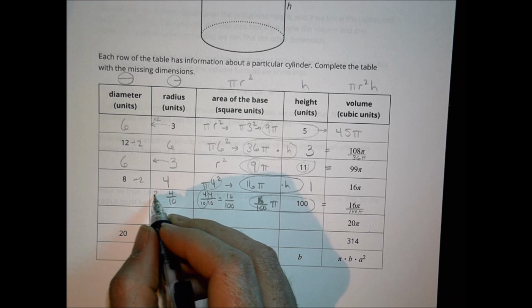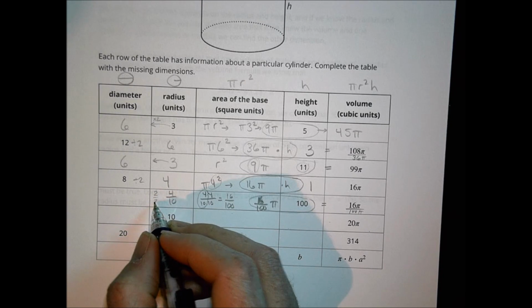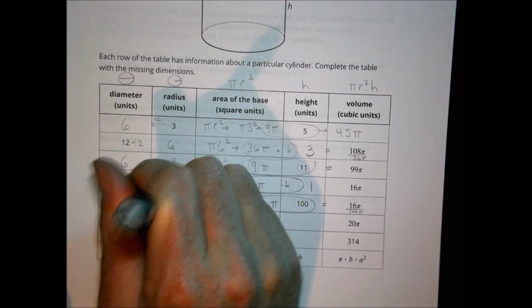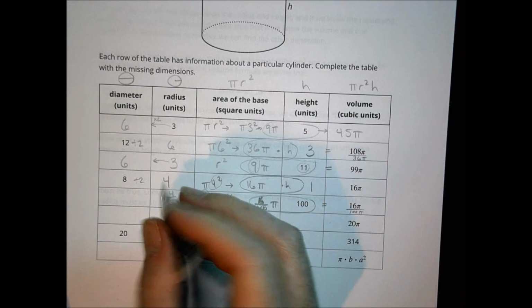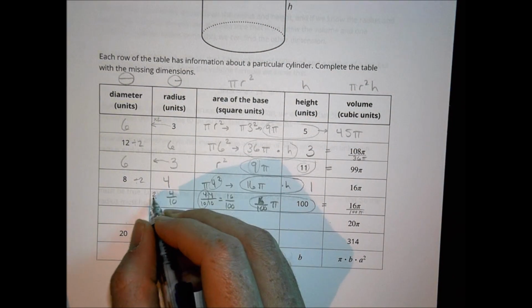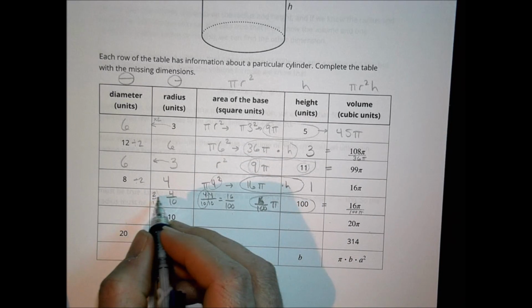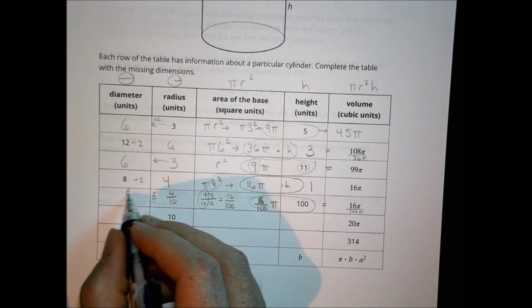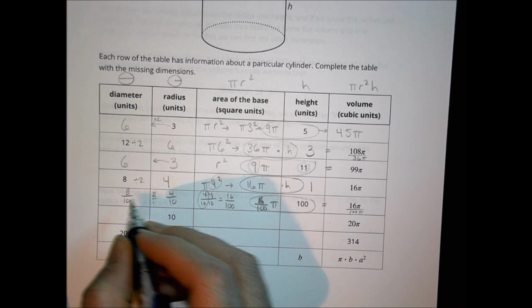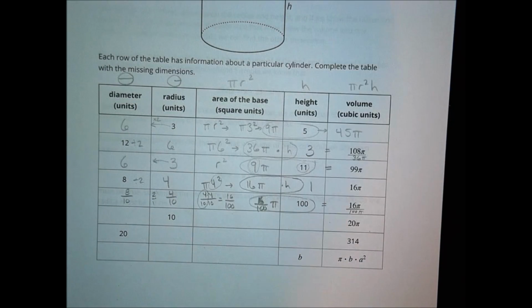So think about it being times 2, not 2 over 2, that's 1. So I multiply by 2 to get the diameter. I go 4 times 2 is 8, and then I have 10 on the bottom. So my diameter is going to be 8/10 right there. Okay, so a little more complicated there when you're dealing with a fraction, but it does work out okay.